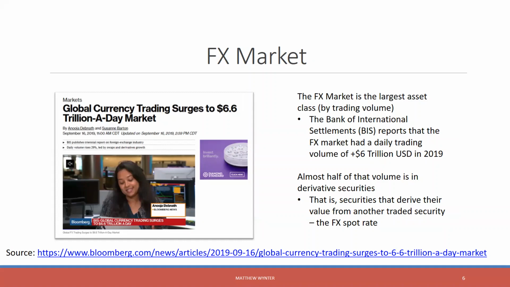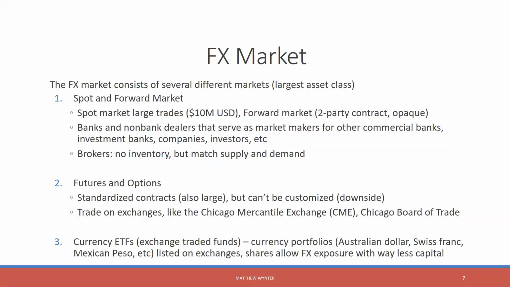Okay, so we've got this really big market of 6+ trillion traded every single day. That market actually consists of several different markets within that large asset class. So we have the spot and forward market. Now, the spot and forward market is relatively opaque. The spot market, we're going to have large trades. These are going to be over-the-counter trades. The forward market, also large trades, over-the-counter trades. Banks and non-bank dealers are going to serve as market makers for other commercial banks, investment banks, companies, investors, etc.